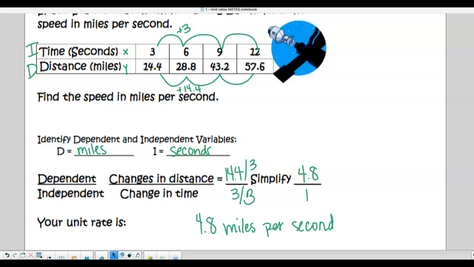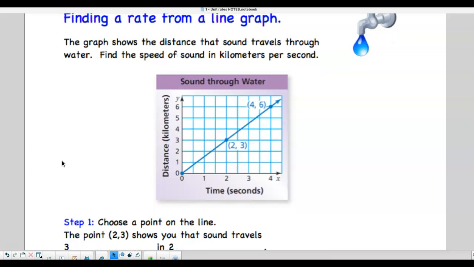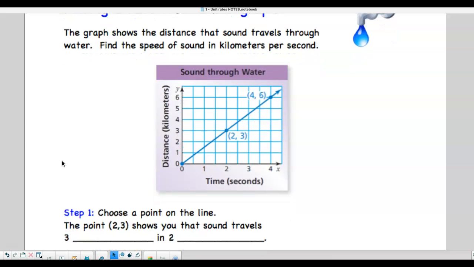Okay? All right, flip the page to page, we're on page 2, okay? So now we're gonna look at finding rate from a graph. So we've looked at a table, now we're gonna look at a graph, okay? The graph shows the distance that sound travels through water. Find the speed of the sound in kilometers per second, okay?